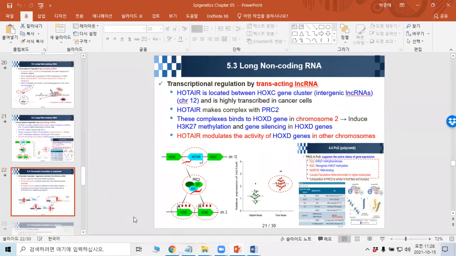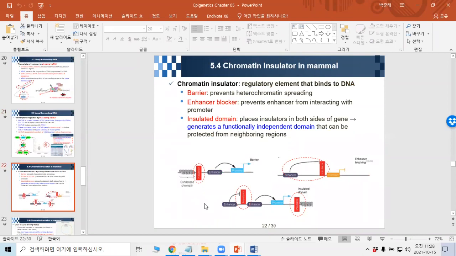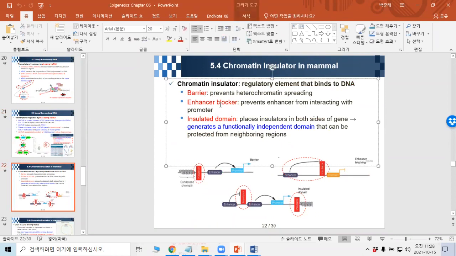Okay, and also we covered chromatin insulators in mammals. There are three scenarios: the barrier scenario, the enhancer blocker, and the insulated domain. This insulator is very important, very important for protein expression.